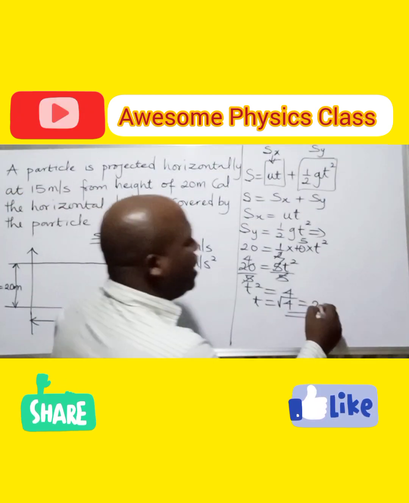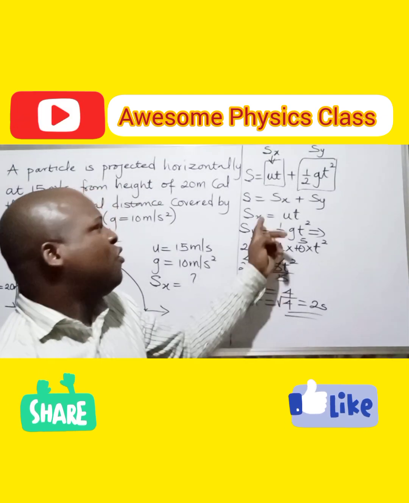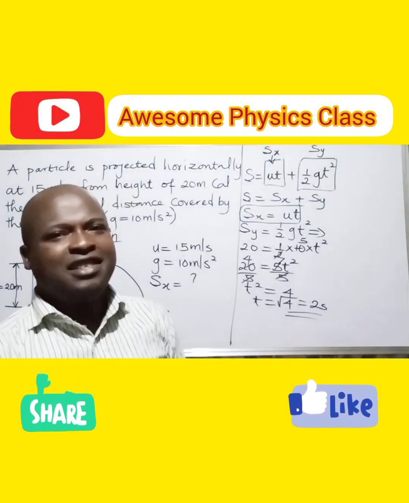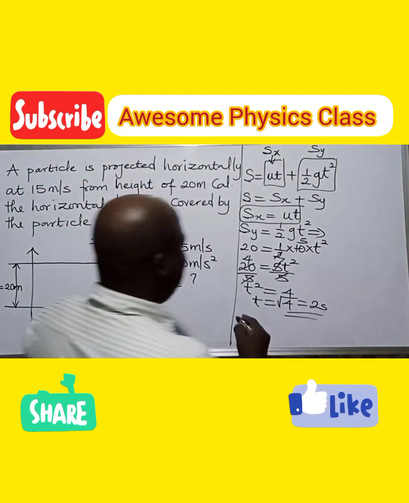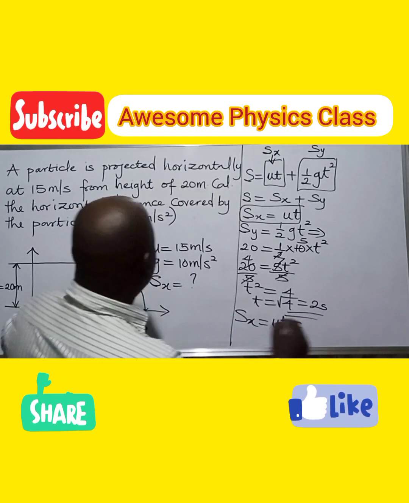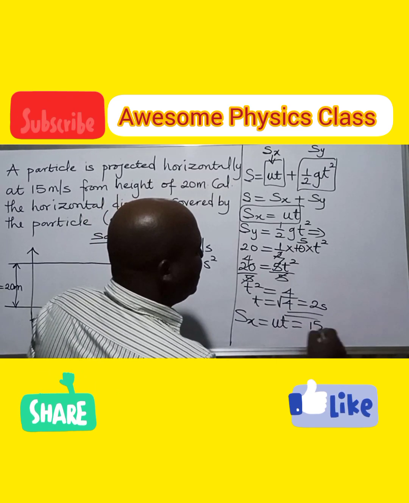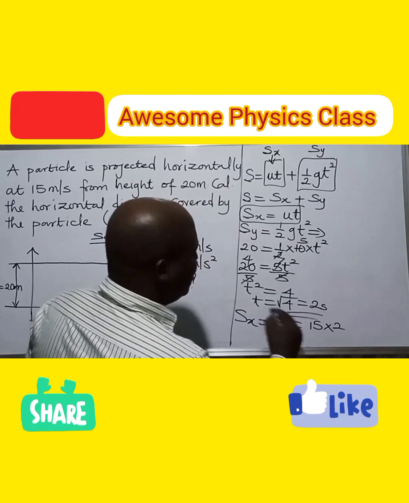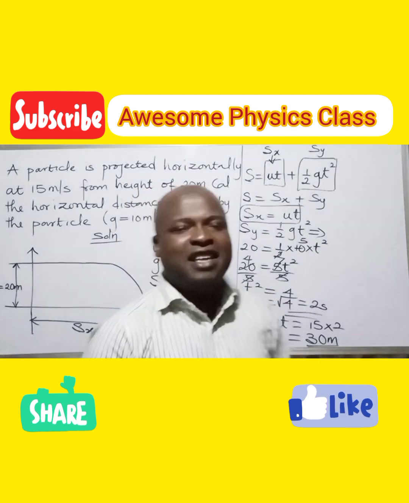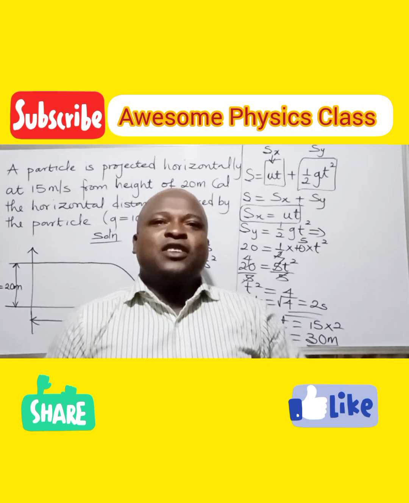Now that we have been able to get the value of the time, that is 2 seconds, we can now go back to this particular formula and get the horizontal distance. So the horizontal distance, xx, will be equal to ut, which is equal to, u is 15, so we have 15 times 2. So the horizontal distance will be equal to 30 meters. This is the end of this particular solution.